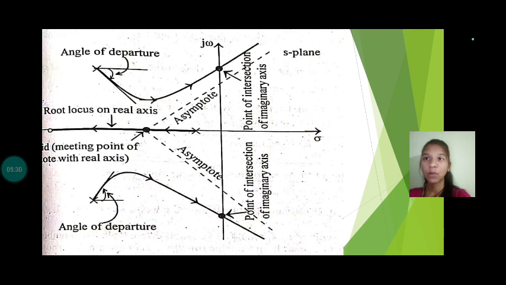By this diagram, we know about the angle of departure and angle of arrival. By this centroid and asymptotes, by this diagram we will clearly understand.